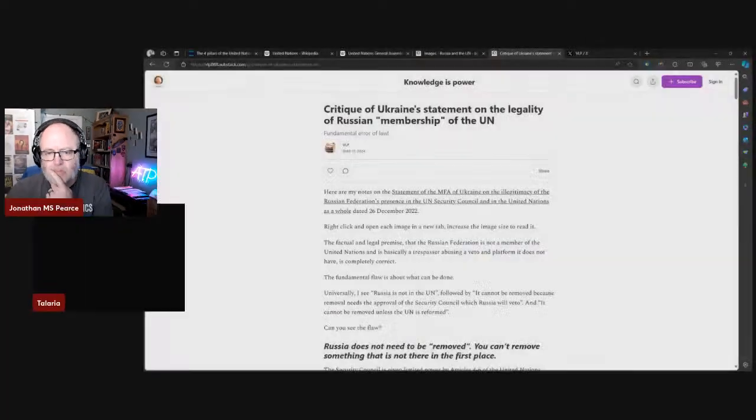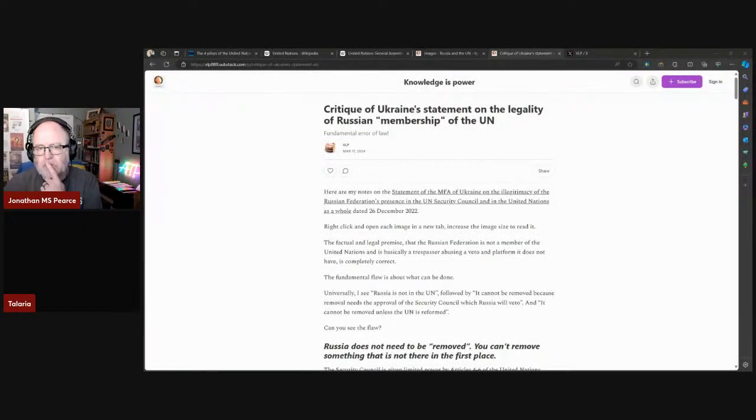So to deal with the first issue, which is really the essence of the whole situation: Russia is in the UN. No, it's not. Russia has never joined the United Nations. There are only 2 ways to join the United Nations as a general member. And the general member is a member of the General Assembly with all of the countries in the world.